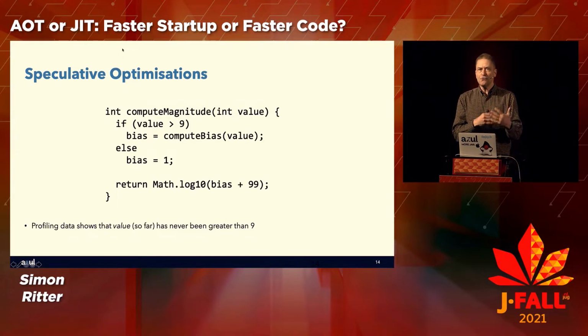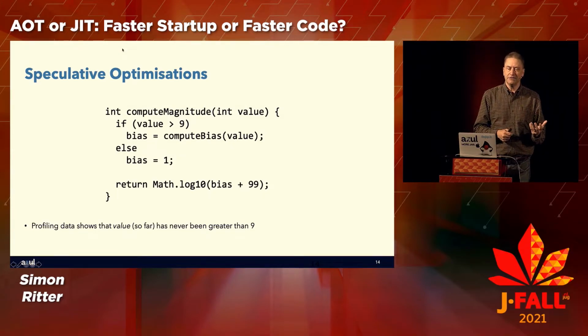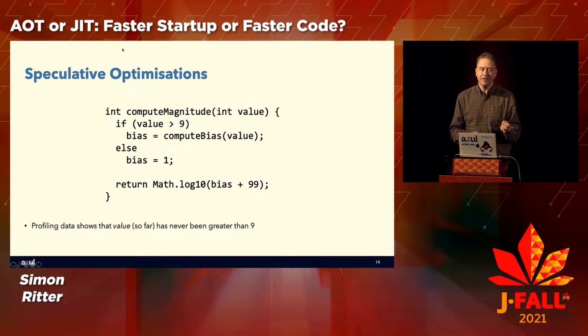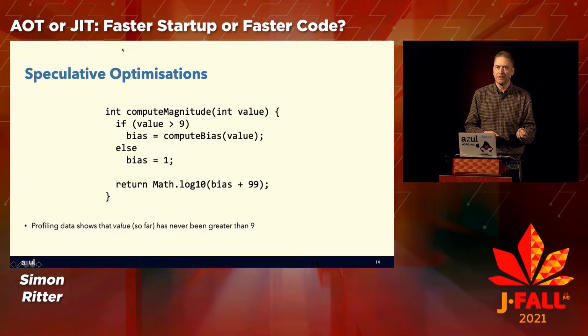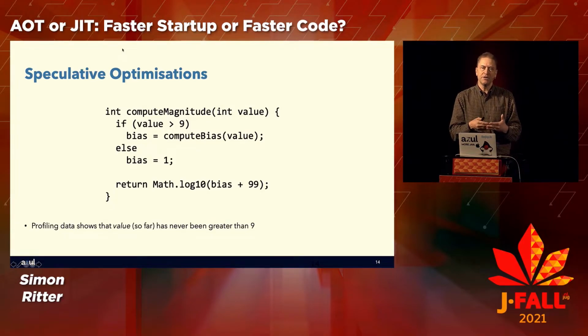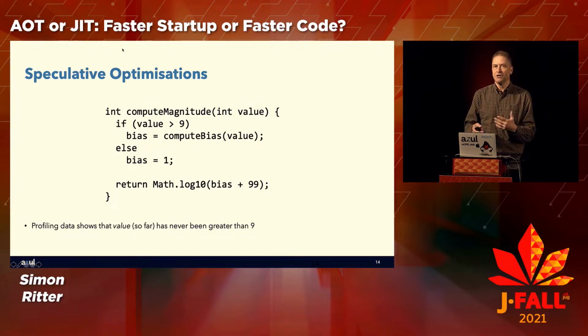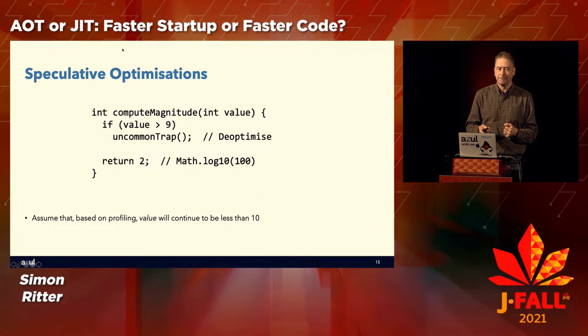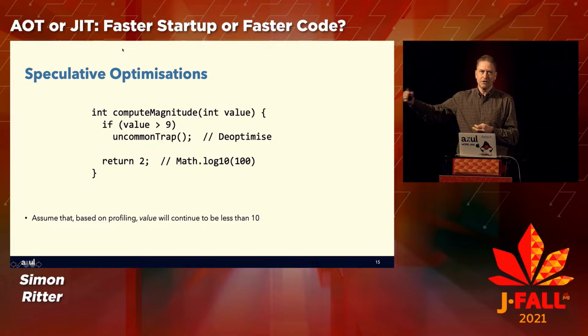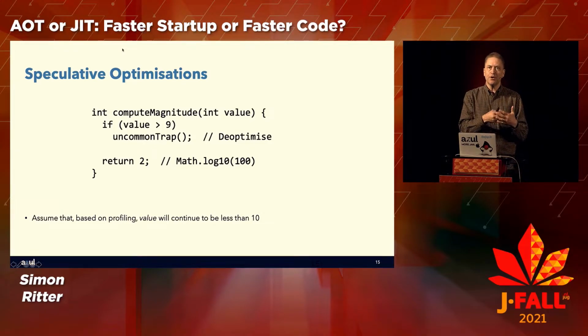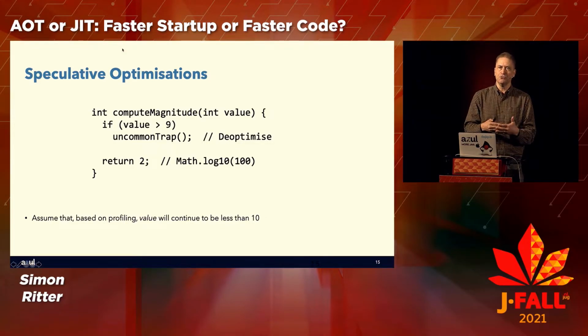Now, if we profile that and let the application run, we may find that in the run of the application, we've never had a value greater than 9. When we come to compile the method, we can make some changes to the code which will improve its efficiency quite markedly. We say, okay, if we know that up until now we haven't had a value greater than 9, let's assume that will continue in the future as well. In which case, we know the bias is always going to be 1, we know 1 plus 99 is 100, and log base 10 of 100 is 2. So let's avoid all that work and just return 2 every time.